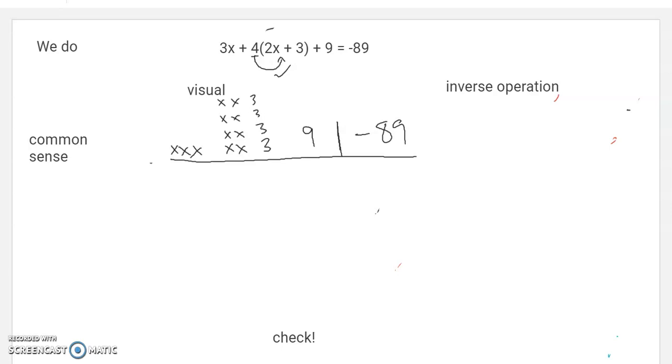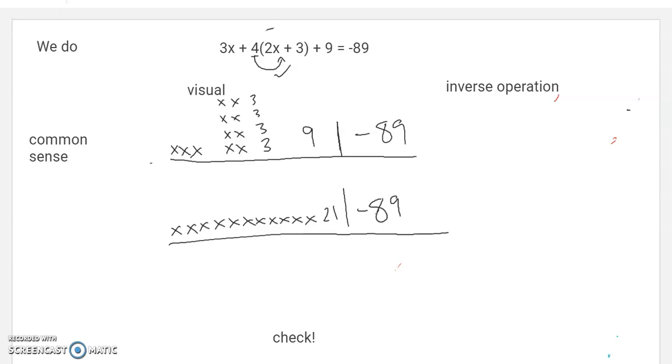There's 3, 4, 5, 6, 7, 8, 9, 10, 11 x's. And when I combine all these constants, the 3's make 12 plus 9 is 21. Did I do that right? 12 plus 9 is 21. I did, I think. Made a lot of mistakes already in this video, so hopefully that's not another one. And now I am set to go.